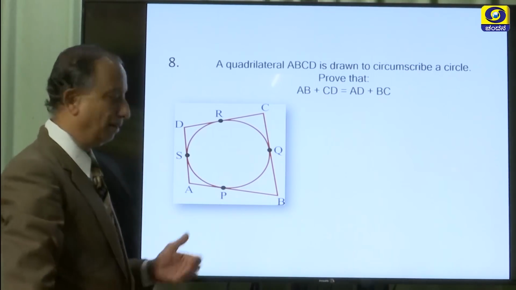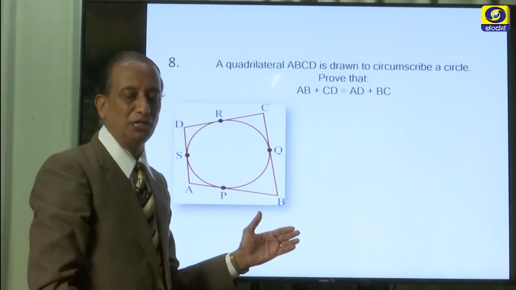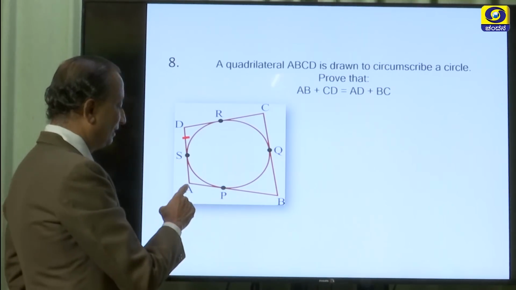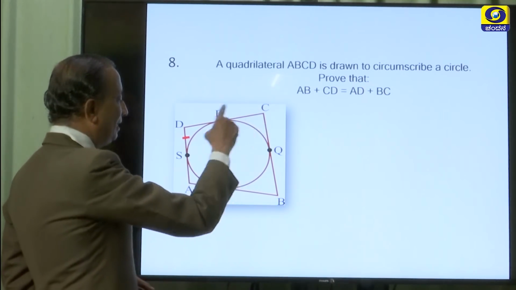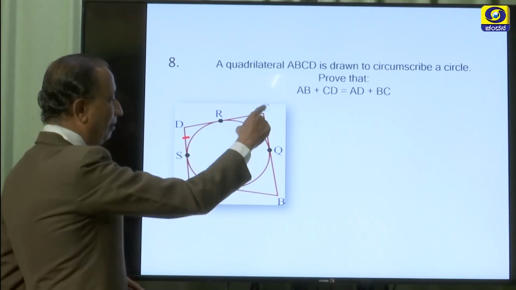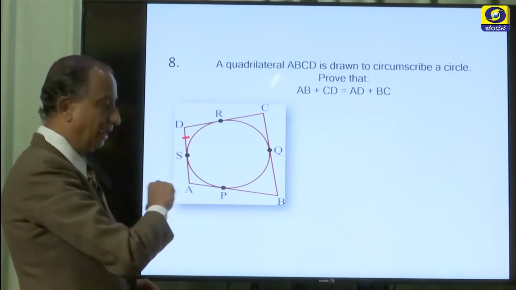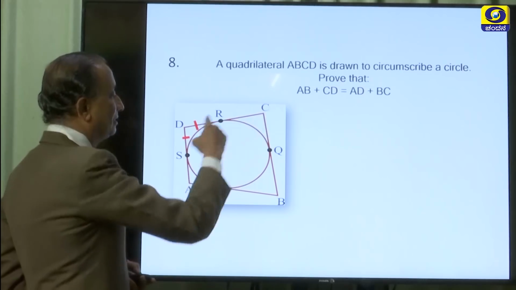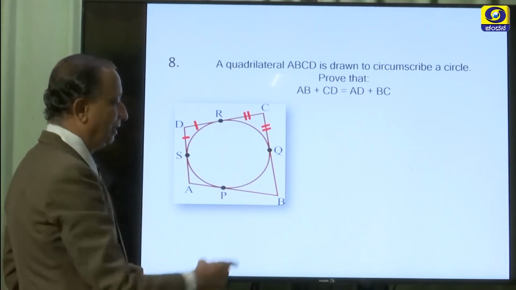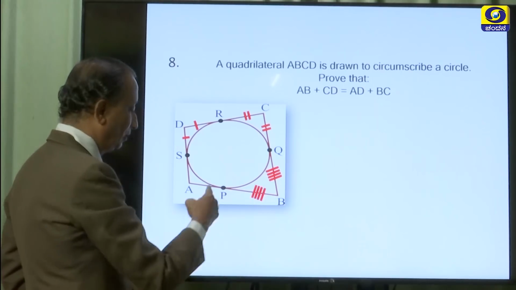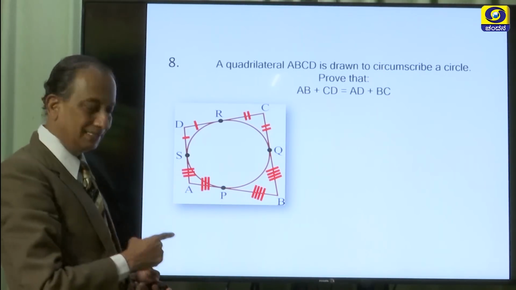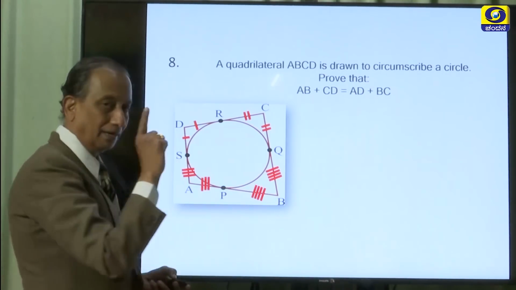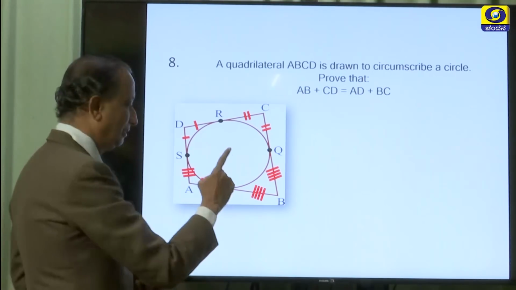This is one important problem, a simple problem, a simple application of the theorems which we have just now proved. So, you can consider A, B, C and D are the external points to this circle. Okay. If you consider D as the external point, then DS is equal to DR, then for the same reason, CR is equal to CQ, BQ is equal to BP and AP is equal to AS, because tangents to a circle from an external point are always equal. 4.2 theorem, just recall that.